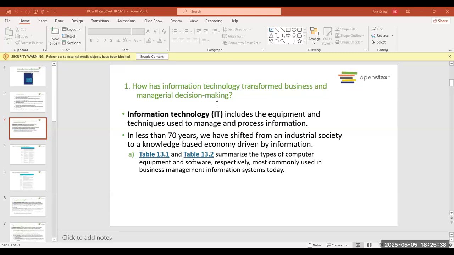Because IT is such an integral part of business, it has shifted the way we collect data, and it has shifted to what we now call a data-driven decision-making process. Any ideas what a data-driven decision-making process is?